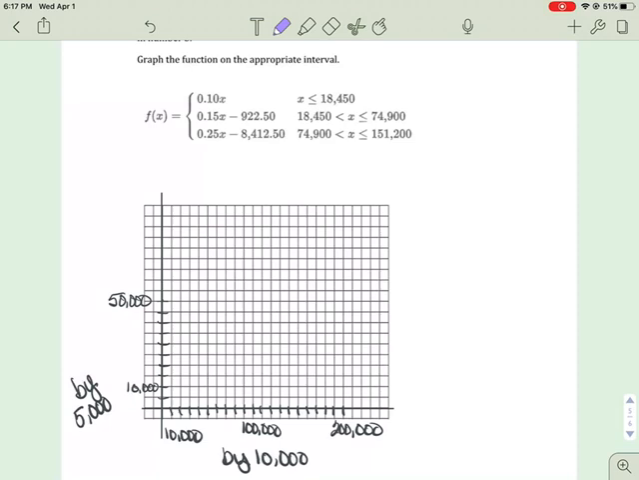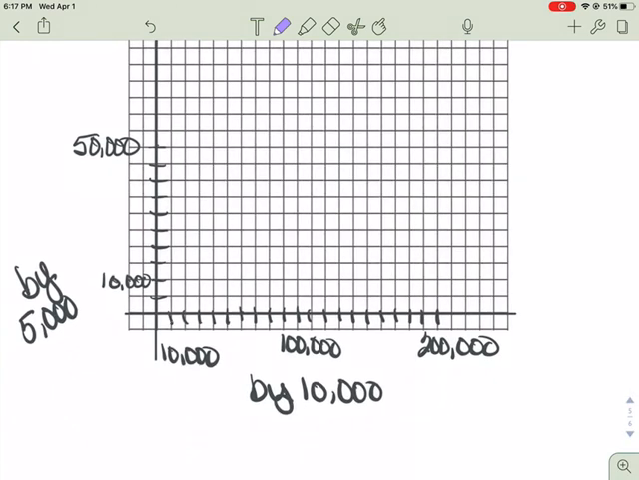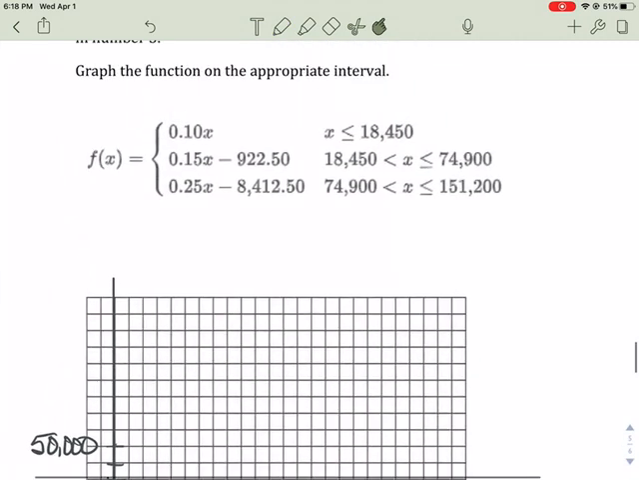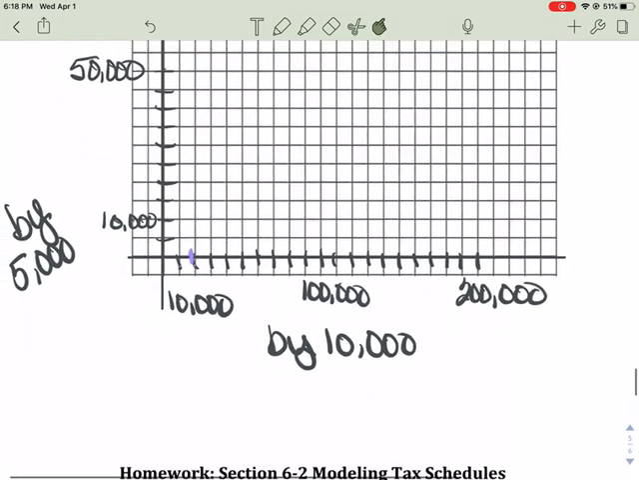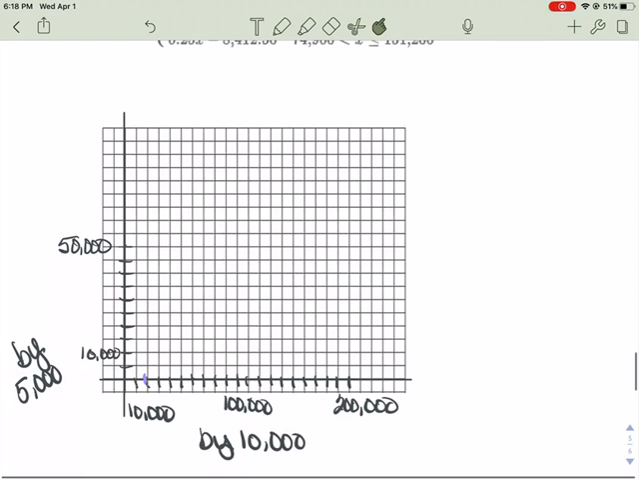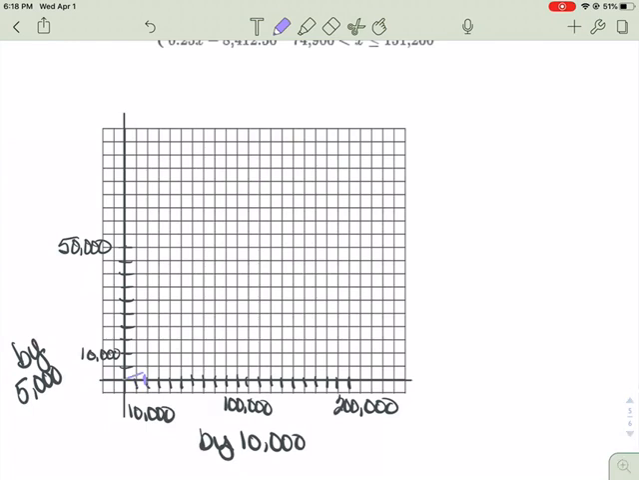So I'm basically going to come down here to my graph. Now I went by 10,000s down here. So this is 10,000, this is 20,000. So the 18,450 would be before 20,000. So I just made a little mark there. And I'm going to basically go by my slope of 0.1, which means up 1 over 10. So up 1 over 10 is going to be really small. And there's my graph.